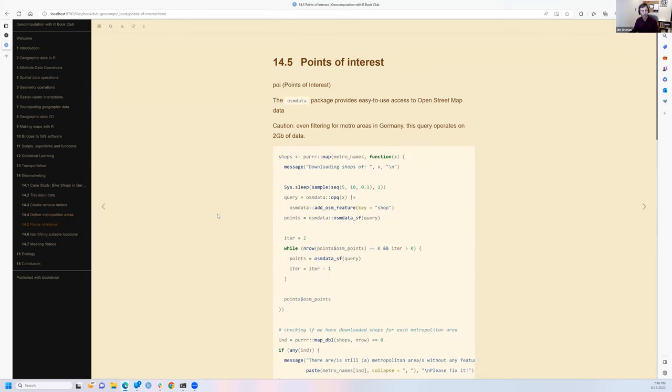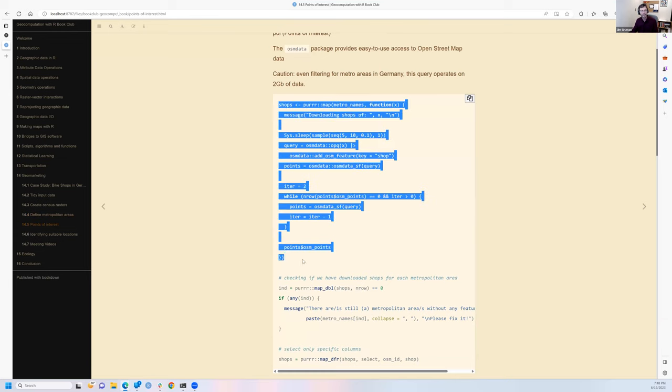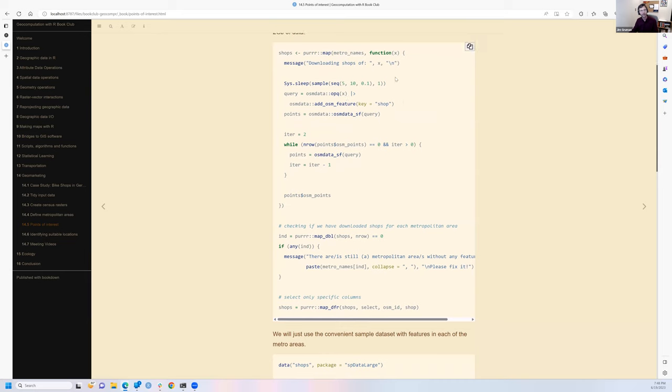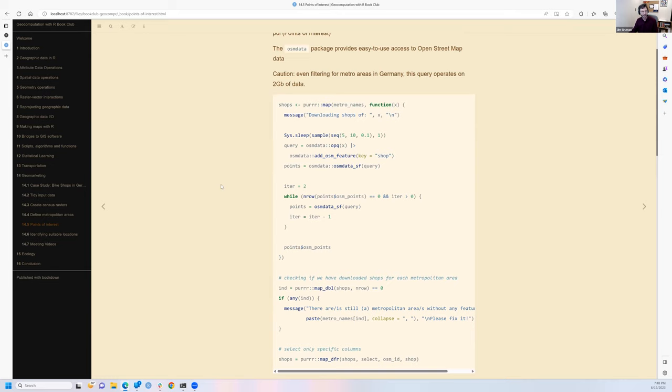So the next thing we can load in is points of interest, competitor shops, and all sorts of other things that are interesting to bikers. And the OSM data package provides ways to bring in an enormous amount of interesting stuff to show on the same map. He provides a friendly way of downloading every layer, and in fact, in this case, shops. I didn't do this. It would be 2 gigs of data. And then it gets filtered down by metro area.